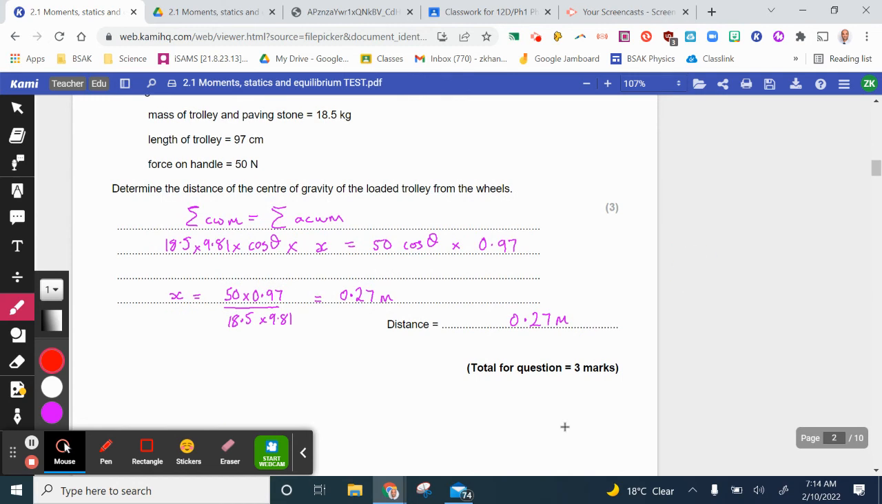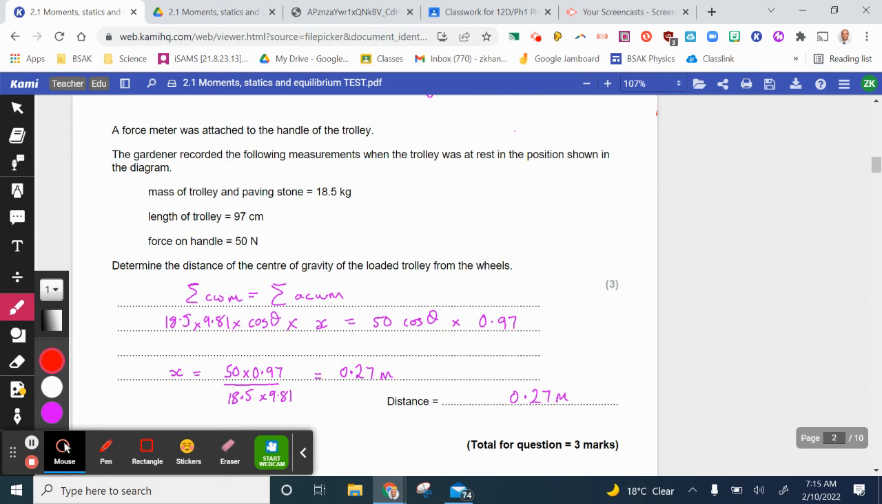Rearranging to find x, what we'll see is that the cos thetas cancel. So we actually do not need to know the angle. And rearranging for x gives us 0.27 meters. Now, it is really important that when we are setting up this question, we set it up as the sum of the clockwise moments equals the sum of the anti-clockwise moments.